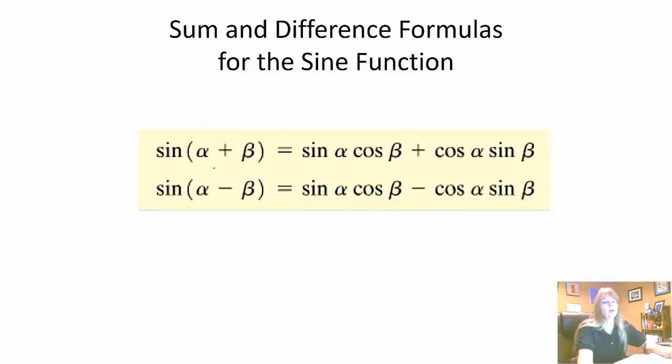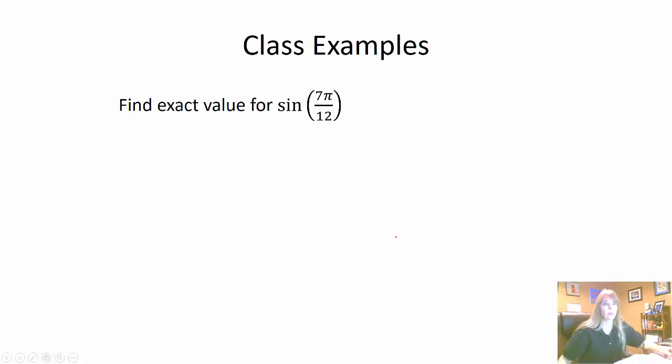Okay, so as you can see, a little difference here. So the sum formula is sine of the first angle, cosine of the second angle. These stay the same, plus, but then cosine sine. All right, so we're going to use these formulas.